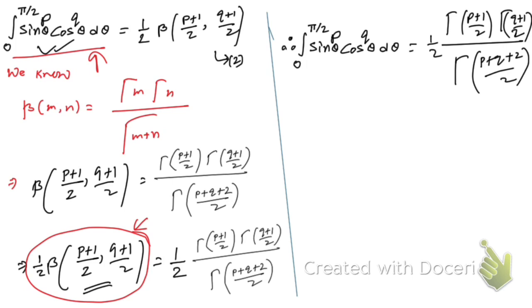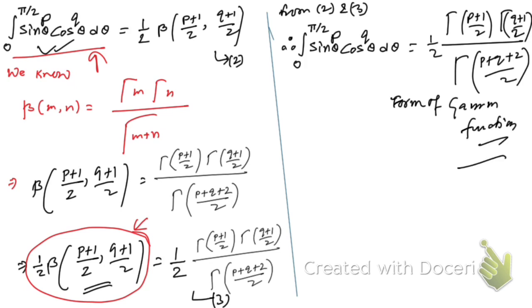Let me take this as 3. So from 2 and 3 we have got this. So this is the form of gamma function. Hope you have understood this.